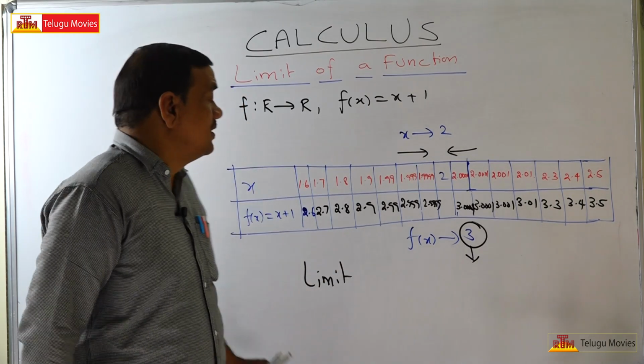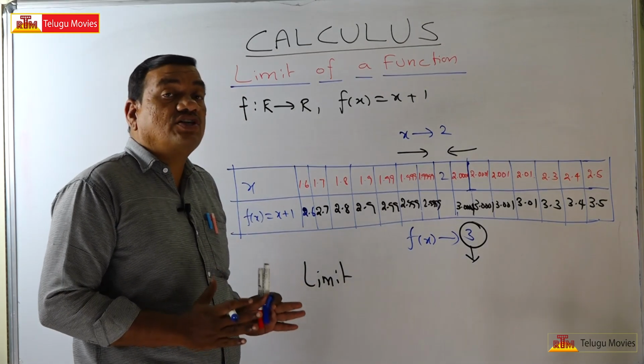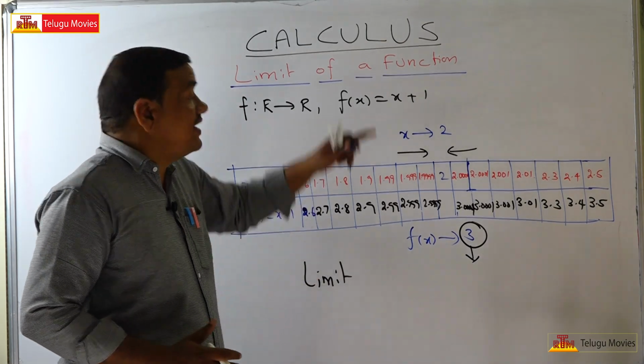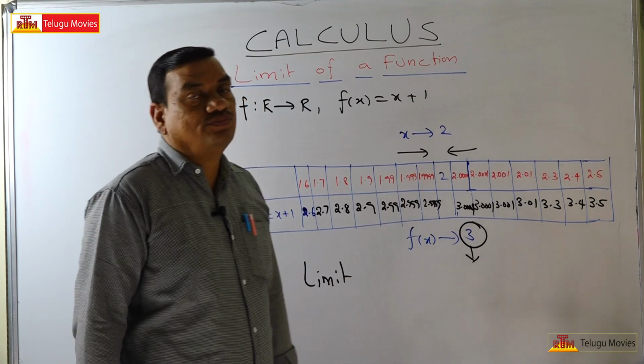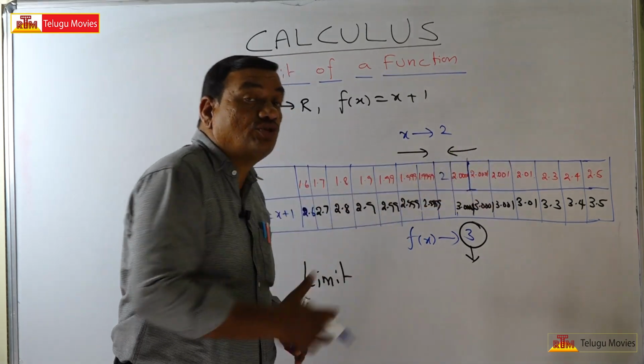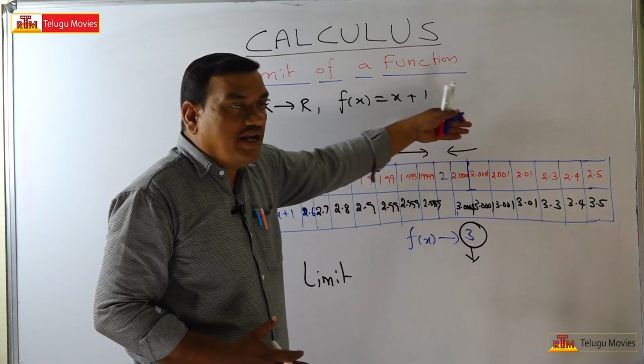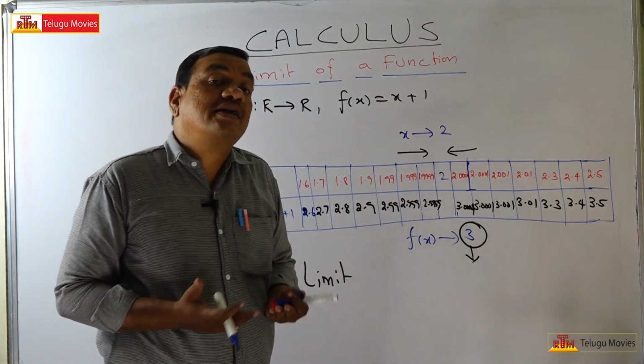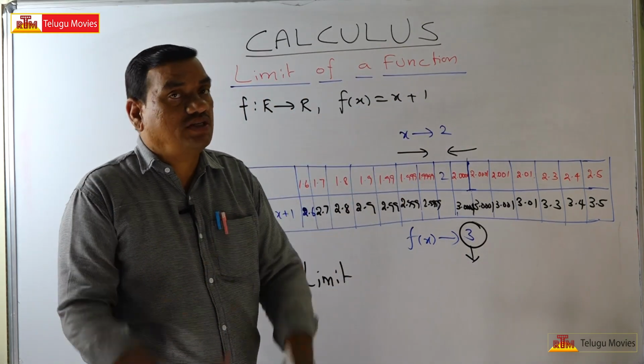Here also the limit of that function is 3 only. When x value approaches 2, the limit value also approaches 3. So x cannot take 2, and f of x also cannot take 3. Here you have to observe the process, what happens.